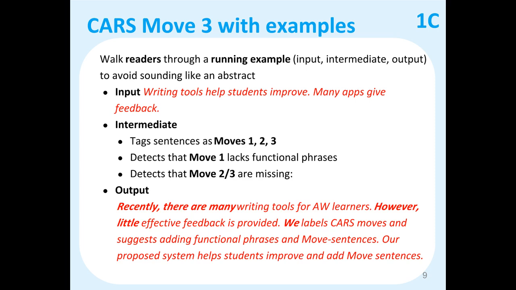For example, you begin with the input sentence. "Writing tools help students improve." At the intermediate stage, the system identifies missing functional phrases or moves. Finally, the output becomes a refined passage that both highlights a limitation and proposes a solution. This practical demonstration not only clarifies move 3, but also shows how academic writing gains strength through explicit rhetorical moves.